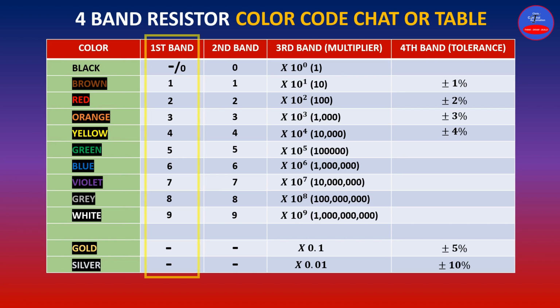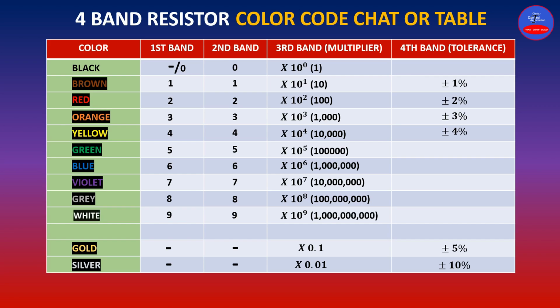Color code chart or table. We have color, first band, second band, third band, that's the multiplier, and fourth band, which is the tolerance. Black: its first band is either dash or 0, second band is 0, and third band is times 10 to the power of 0, which is the same as 1. Brown: its first band is 1, second band is 1, and third band is times 10 to the power of 1, which is the same as 10. Tolerance is plus or minus 1%.